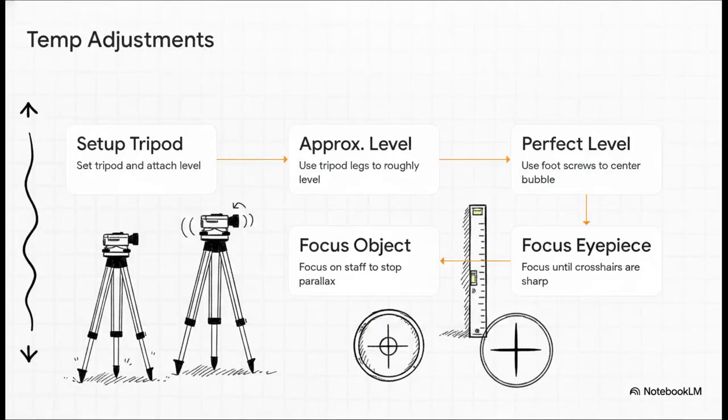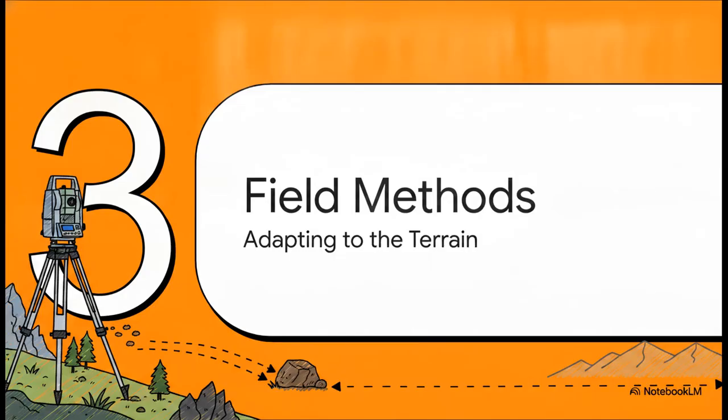Now, you can't just drop the tripod down and start taking readings. At every single station, the surveyor has to perform what are known as temporary adjustments. They're called temporary because, well, they have to be repeated every single time the instrument is moved. First, you set up the tripod firmly. Second, you do some approximate leveling with the tripod legs. Third, perfect leveling using those foot screws until the bubble is perfectly centered. Fourth, you hold a piece of white paper in front of the glass to focus the eyepiece until the crosshairs are razor sharp. And finally, focusing the object glass on the staff to eliminate any parallax. It's quite the ritual.